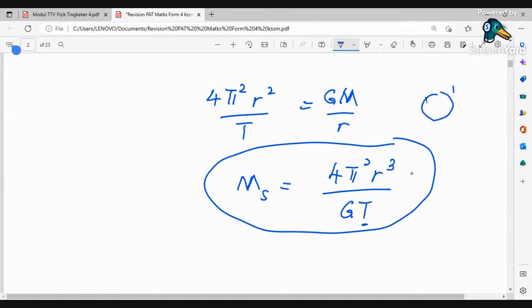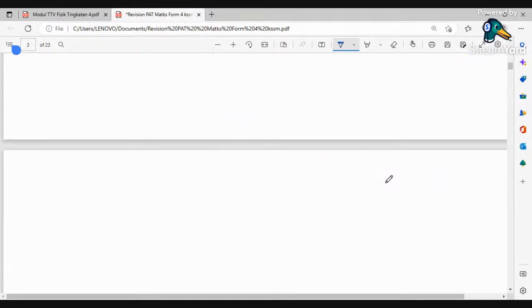Let's say the sun is the focus and there's Earth orbiting the sun. Earth, sun. So this is the value of R, and then the period T is for Earth orbiting the sun. So you will get the mass of the sun with this formula.